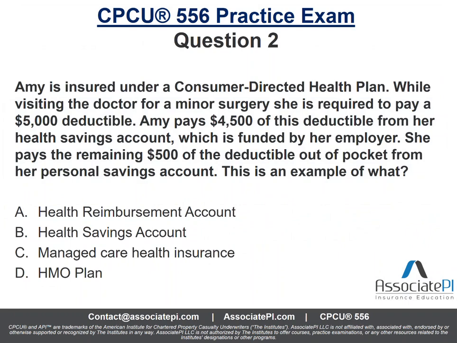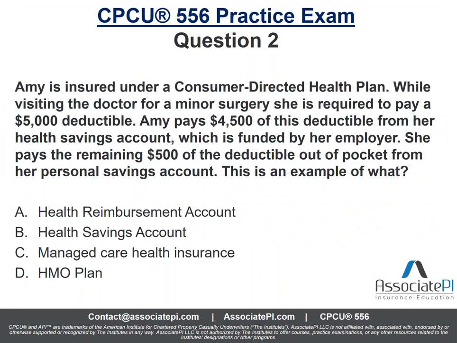All right, question number 2. This one says, Amy is insured under a consumer-directed health plan. While visiting the doctor for a minor surgery, she is required to pay a $5,000 deductible. Amy pays $4,500 of this deductible from her health savings account, which is funded by her employer. She pays the remaining $500 of the deductible out of her pocket from her personal savings account. This is an example of what?